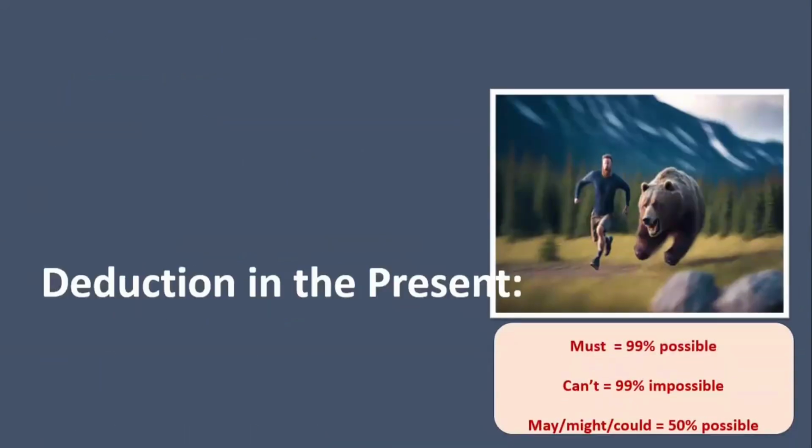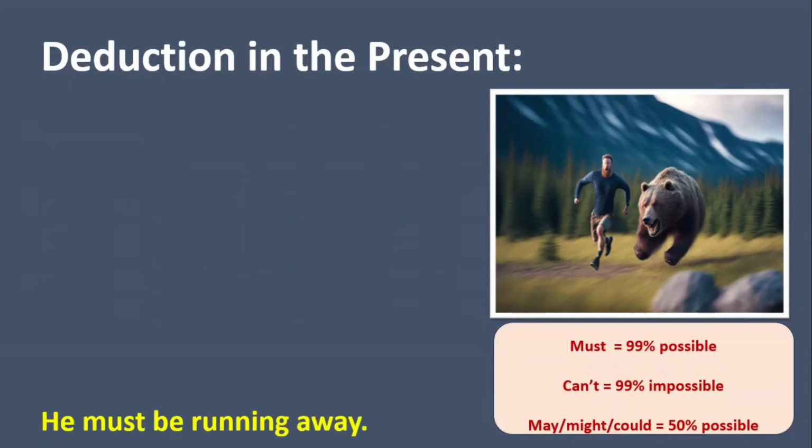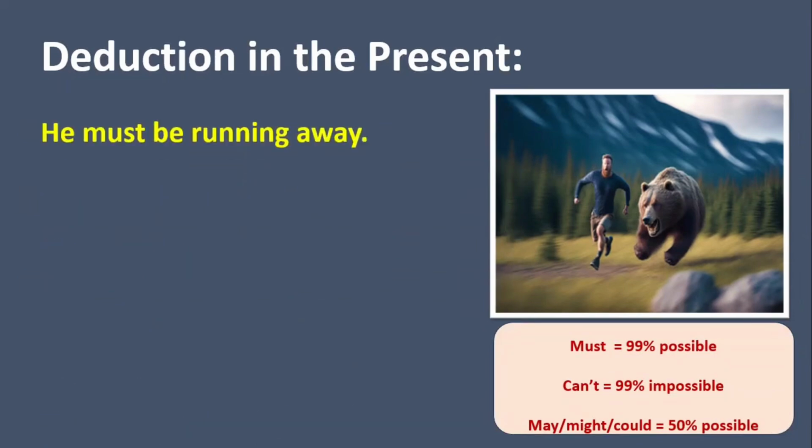Okay, another picture. Look at this one. Again, what sentences can be used here? He must be running away, because I can see in the picture, I'm almost sure he is running away. من المؤكد أنه يهرب.